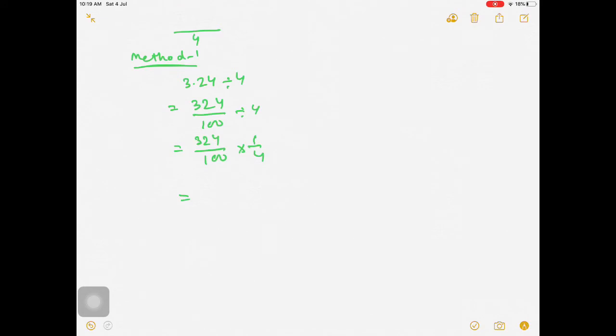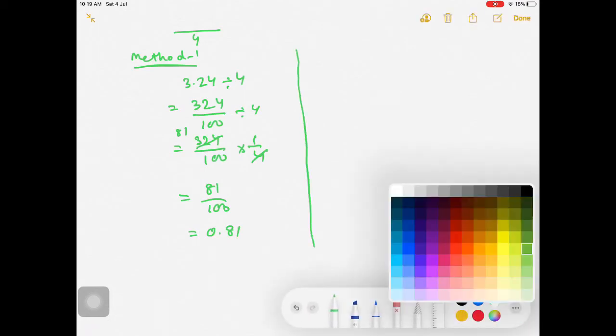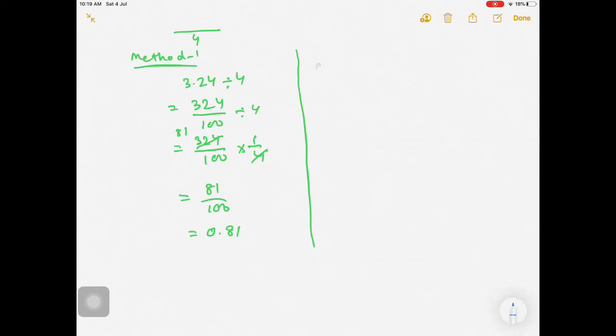Here we can cancel it. So 4 8 32 and 4 1 1. So 81 divided by 100, that is equal to 0.81. Same thing we can do in method 2. We can adopt another method to do this. Let us divide in method 2.